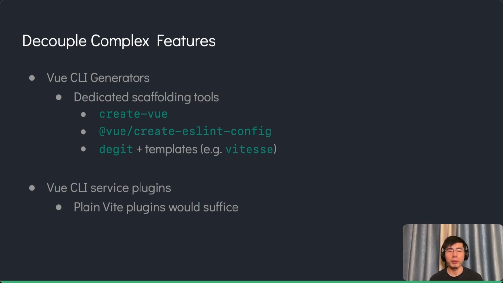Another type of plugin in Vue CLI is service plugins. These are plugins used to extend the Webpack config from the core CLI service and CLI plugins. Now that Vite is easier to configure and extend from, we no longer need another layer of abstractions. So no more service plugins. You can just use plain Vite plugins in a project.